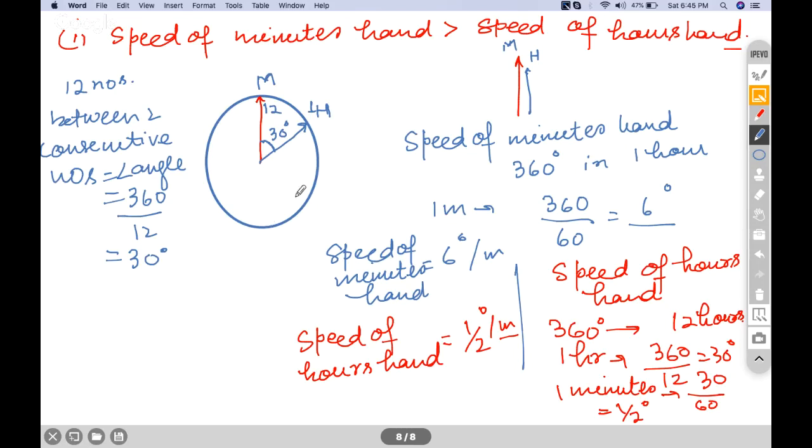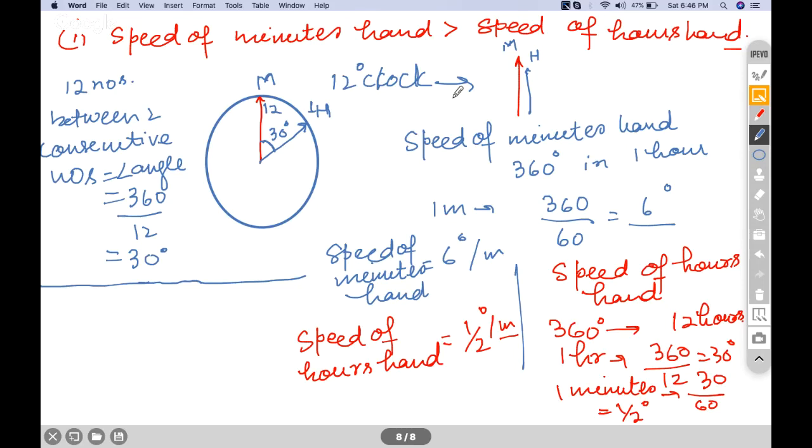So try to understand. I'm making one statement. After this statement, I want confirmation from all of you whether you understood or not. I am saying that at 12 o'clock, the hours hand and minutes hand are meeting each other. But as soon as the minute hand leaves here, after 12 o'clock and till 1 o'clock, the minute hand would always be ahead of the hours hand, because the speed of the minute hand is more than the hours hand.